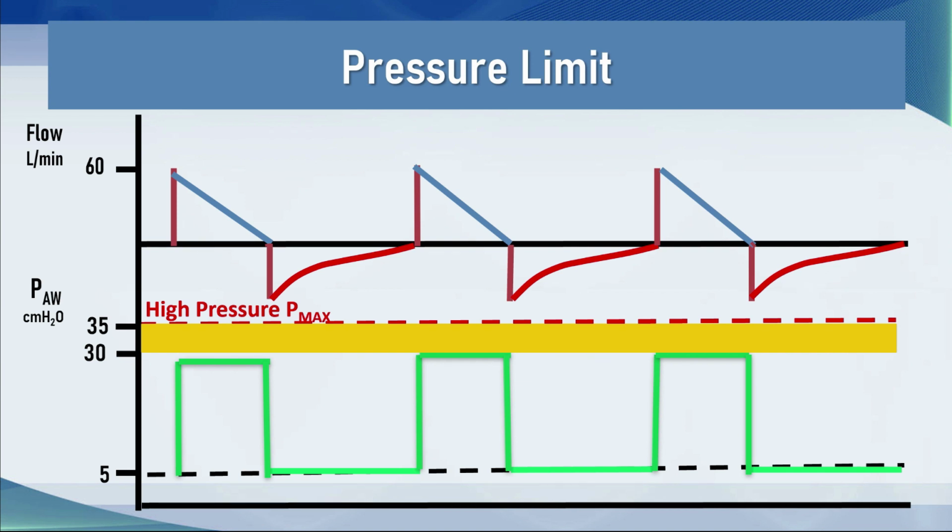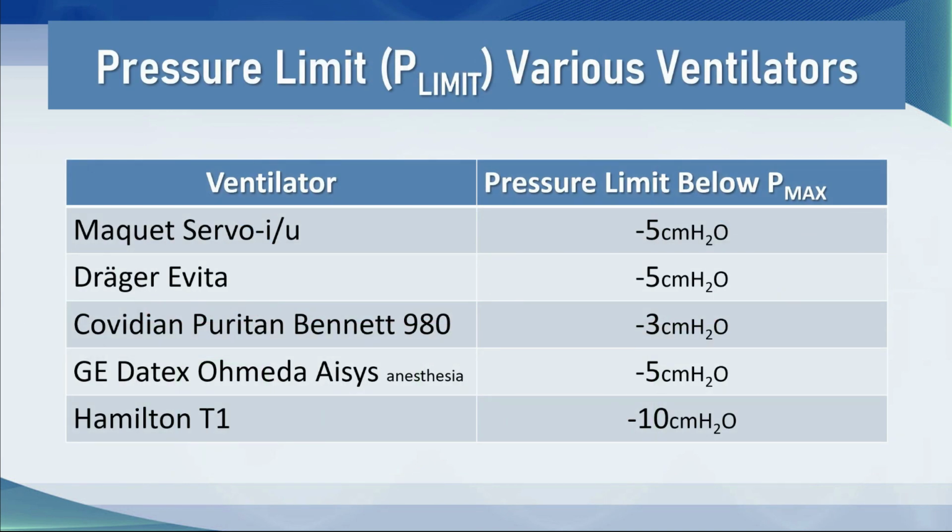And each ventilator manufacturer has different settings for the pressure limit. And these are just 5 examples from all kinds of manufacturers. The Maquet Servo ventilators, the I and the U, the Draeger Evita, and the Datex Omeda anesthetic machine all set the pressure limit 5 centimeters of water below Pmax. In other words, Pmax is 35, pressure limit, the maximum pressure that the machine will generate is 30. If you set it at 30, it's 25. For the Covidien Puritan Bennett 980 ventilator, that pressure limit below Pmax is 3. So if you set a pressure max of 35, the pressure limit is 32. And that might be higher than you would like.